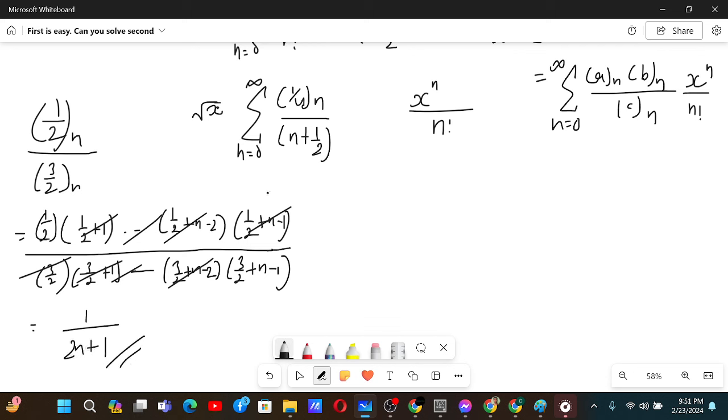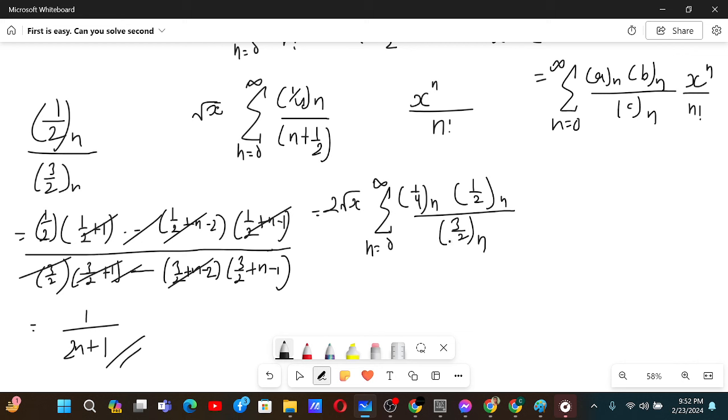So this can actually be written as 1 by 2n plus 1 can be written as rising factorial of 1/2 by rising factorial of 3/2. That's why, let's multiply by 2, and then we have 2 root x, and over here 2n plus 1. Now, the sum from n equals 0 to infinity is rising factorial of 1/4 and, 1 by 2n plus 1 is rising factorial of 1/2 by rising factorial of 3/2.